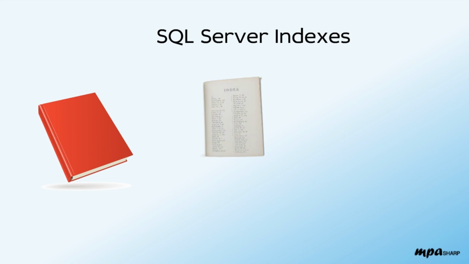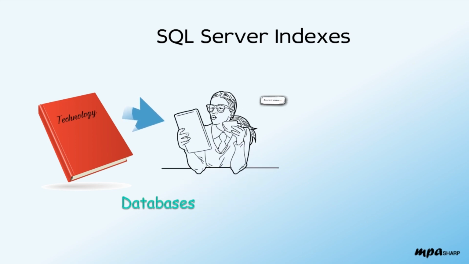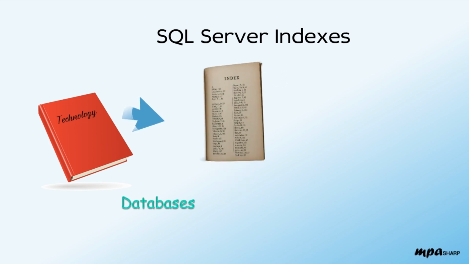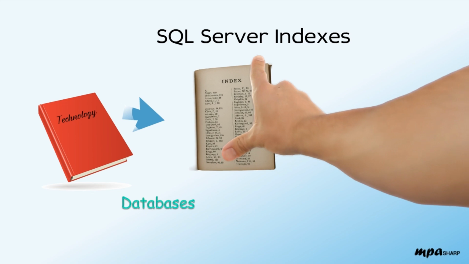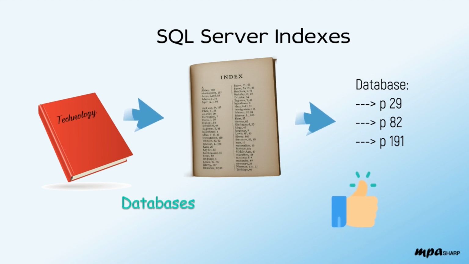For example, let's take a large book, let's say a book with over 300 pages, which is written on technology. But we only want to read pages written on databases. So if we don't have an index, we would have to read the entire book to find pages written on databases. But if that book contains an index, we can simply read the index and find the page numbers on databases, and then directly turn to those pages and read them.